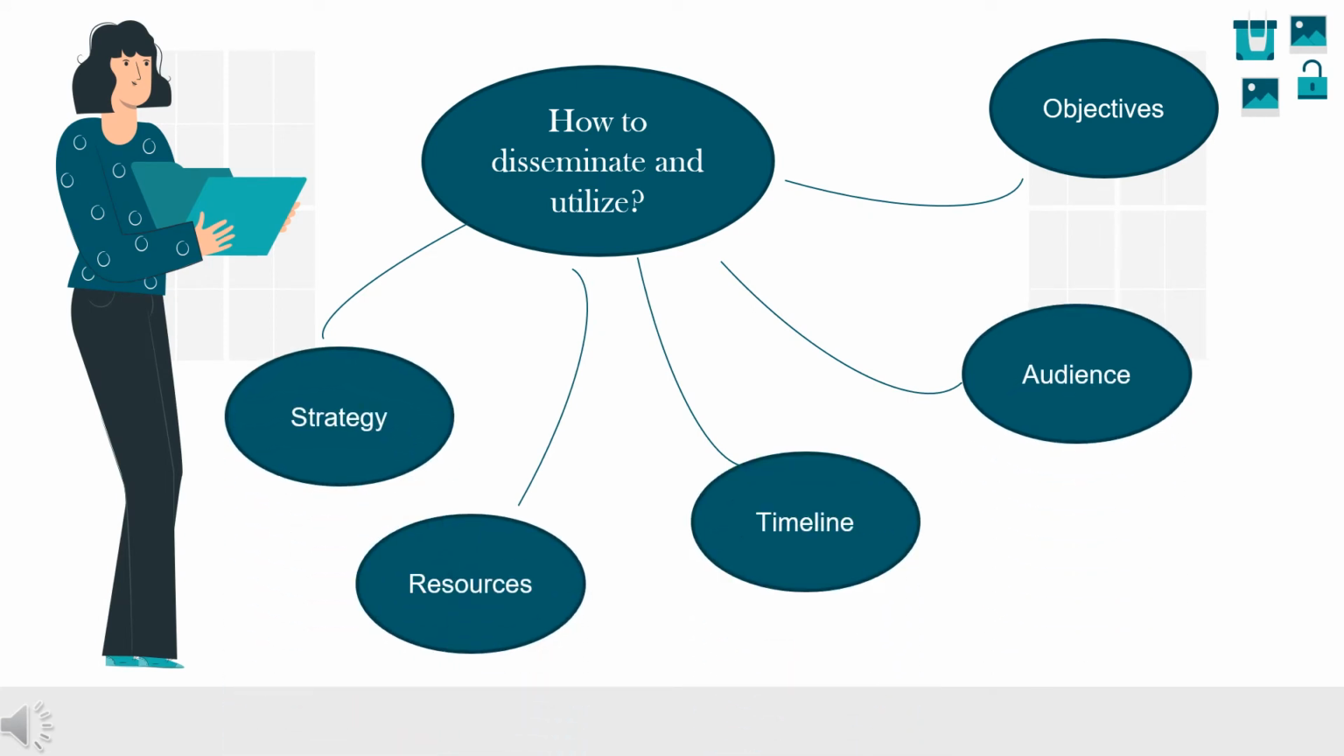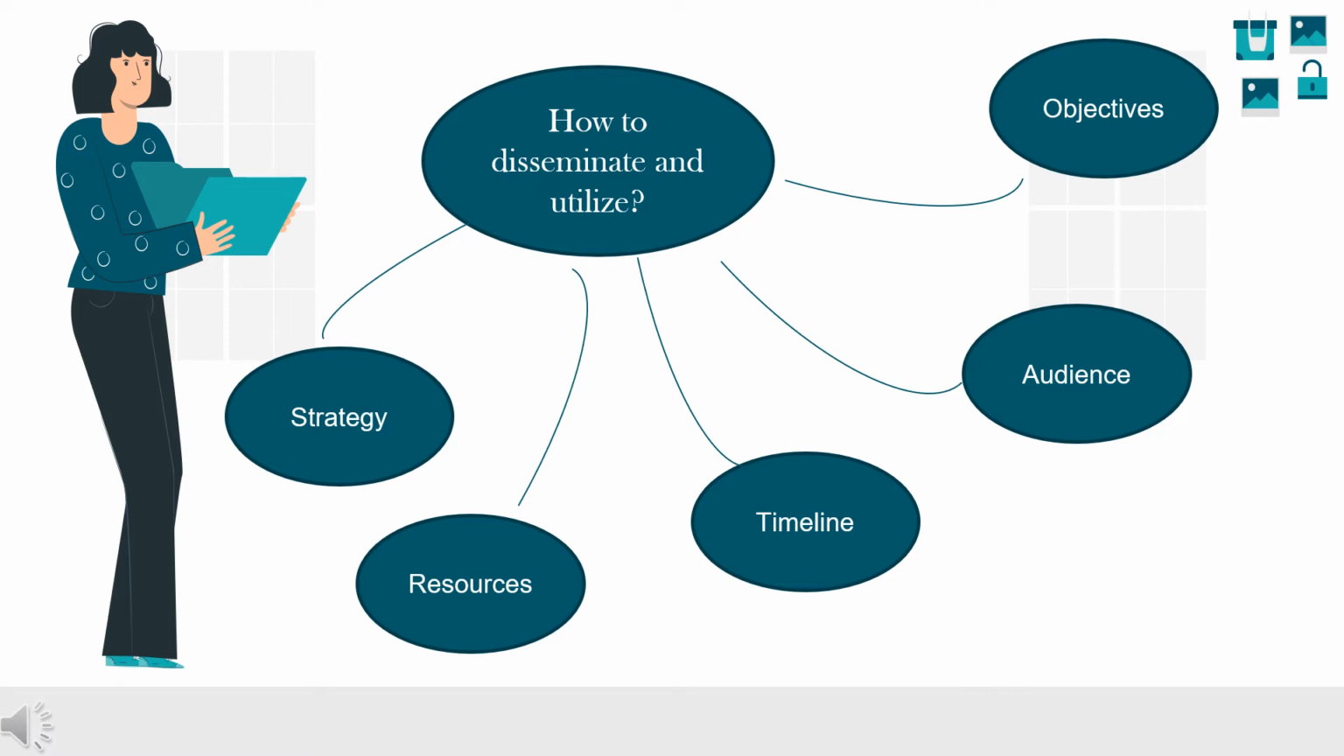Now, how to disseminate and utilize? Our dissemination and utilization plan has several things to consider. First is the objectives. What do you want to achieve? For example, raise awareness and understanding, or change practice. How will you know if you are successful and made an impact? So, be realistic and pragmatic.